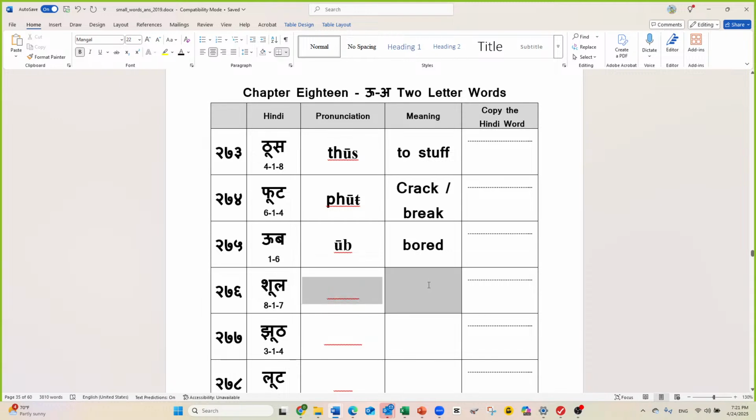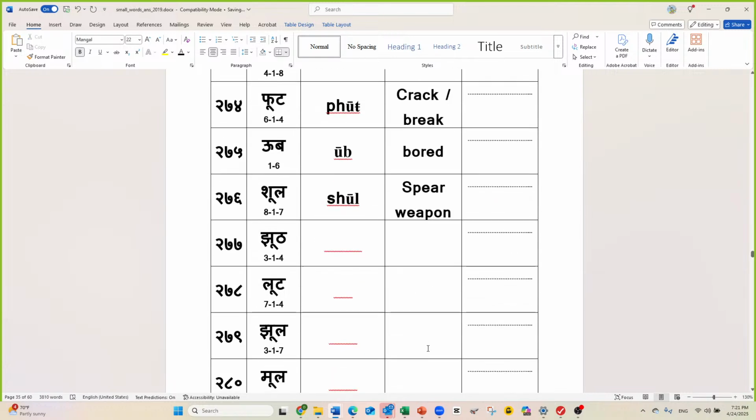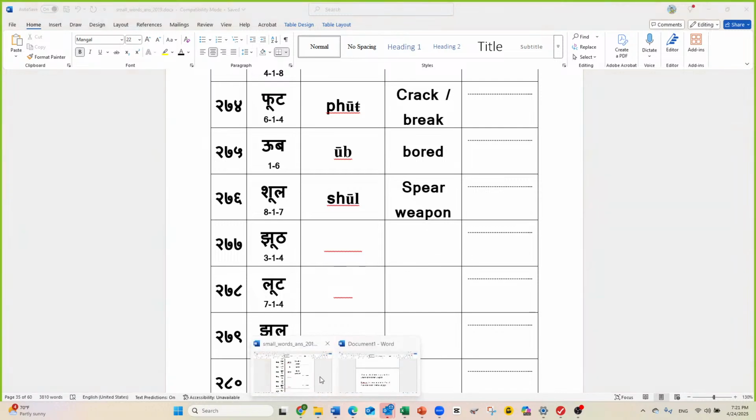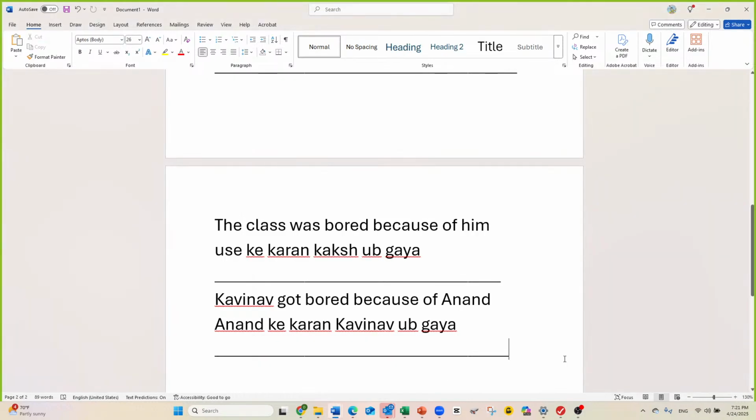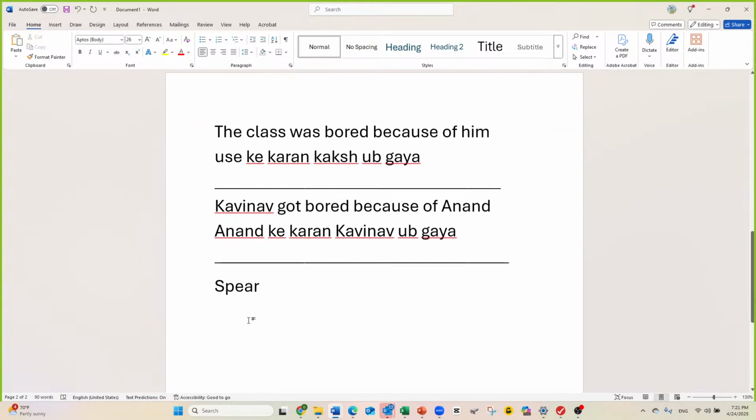शूल. Shul is a spear or a weapon of some kind, generally a spear. Okay. Give me a sentence with the word spear in it. In the olden times they threw spears.